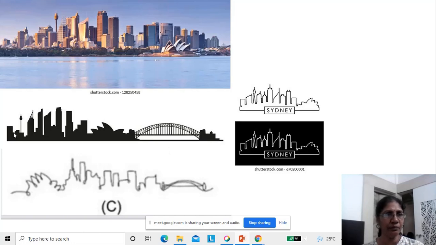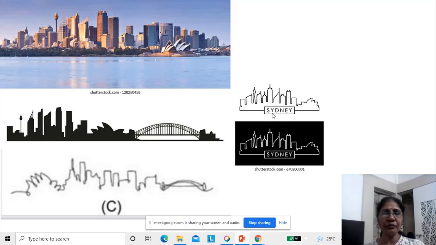So here, what is this pole-like structure? This is known to every one of us, this is the Sydney Opera, and this bridge is also famous in Sydney.